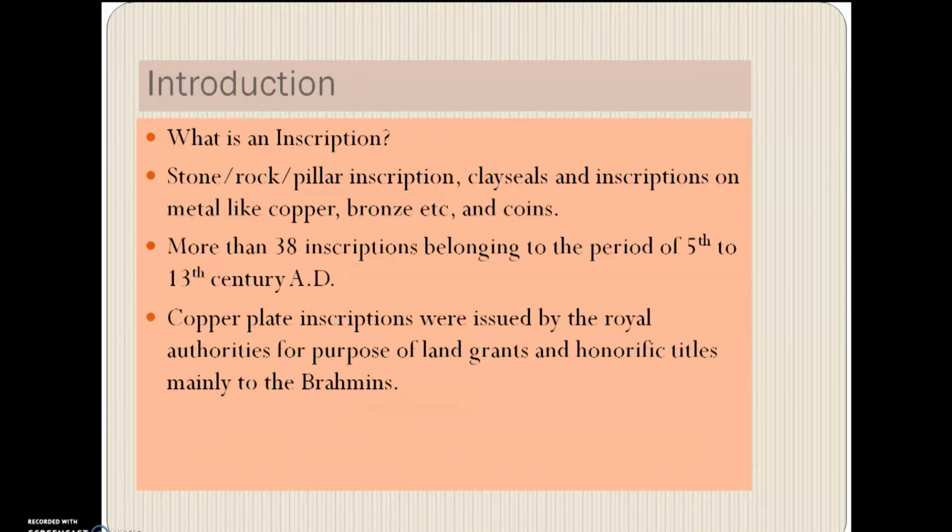Copperplates generally are issued by the royal authorities for the purpose of land grants and honorific titles, mainly to the Brahmins. The abundance of copperplates in Assam mainly refers to the fact that, in comparison to the rock inscriptions, the copperplate inscriptions are very durable. It is easy to keep the copperplates at home, and they are also very much movable in comparison to the rock inscriptions.